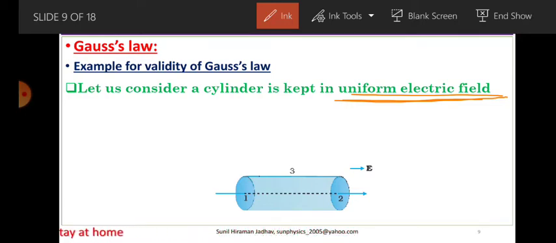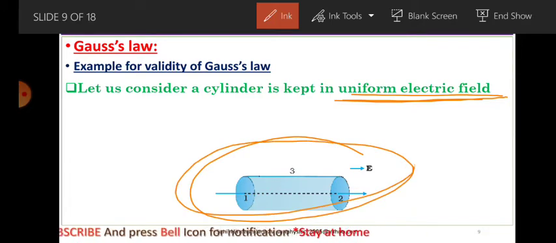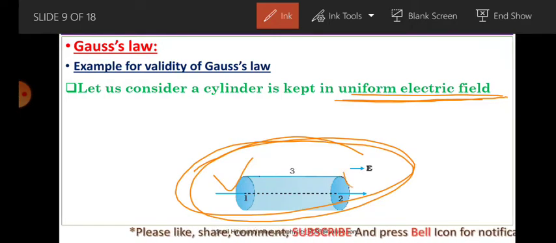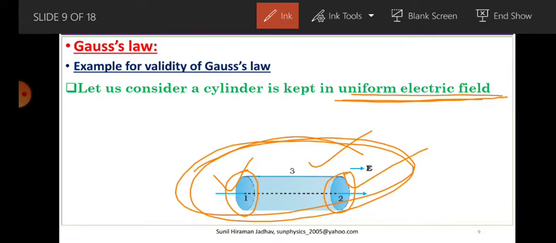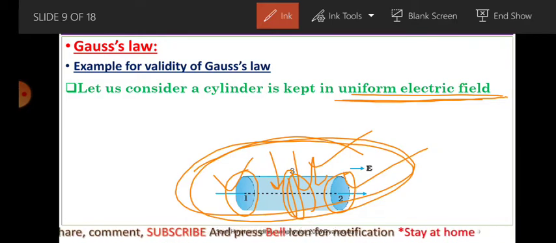Now be careful, this area is kept inside the uniform electric field. The area as such does not consist of any charge, okay? So obviously according to Gauss law, if I find the flux coming out of this surface, it should be equal to 0. Let us try to test it, but before testing it, we will divide this cylindrical area into 3 surface areas. The first is surface number 1, this is surface number 2, and this entire area along the length of the cylinder is the third area, okay?